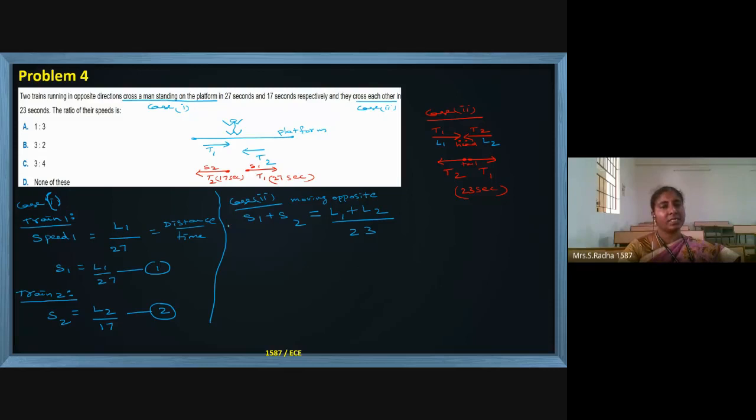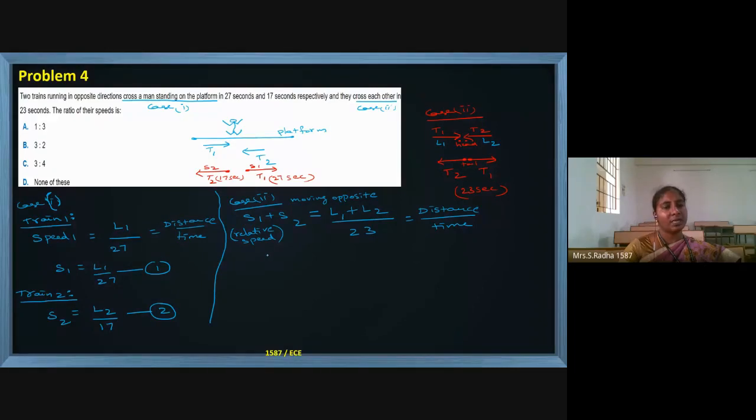So what I have written on the right side is distance by time. What I have written on the left side is the relative speed, because they are moving in opposite directions. Now they are asking to find the ratio of speeds.